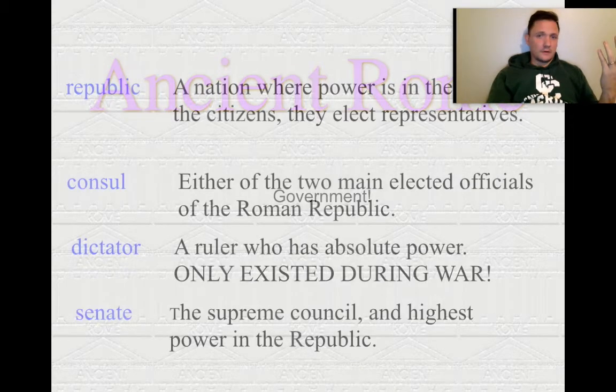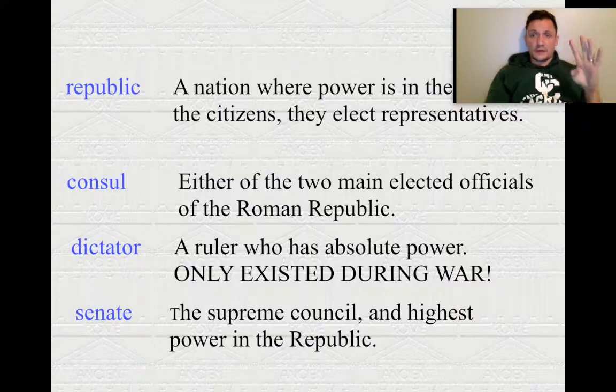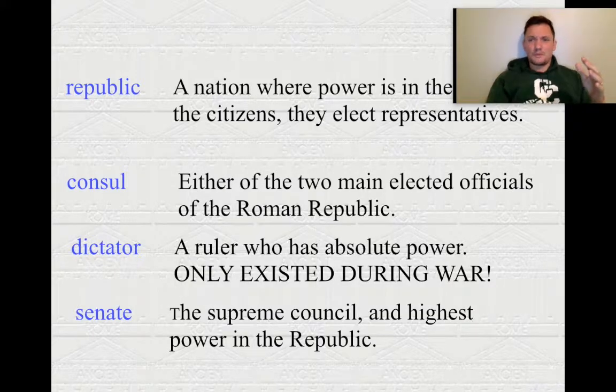Ancient Roman government, right? These are the four vocab terms that I told you to gloss over a little bit in class. The reason I told you to gloss over them is because I didn't really want to mix up Roman lifestyles and everything else.